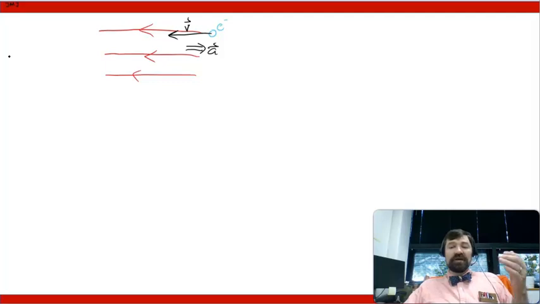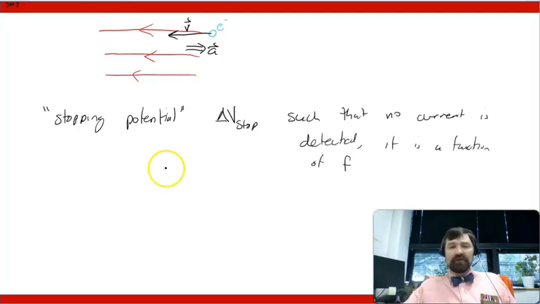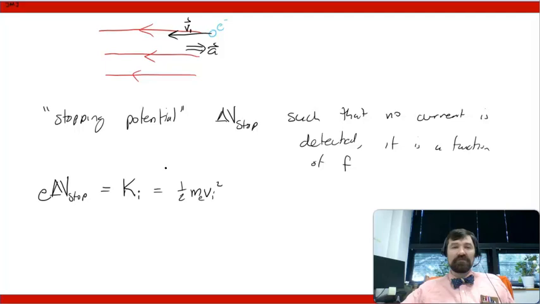And so the voltage at which you stop seeing any of these is sometimes called the stopping voltage. So stopping potential is basically the potential difference delta V such that no current is detected anymore. And it's basically a function of your frequency f. The way that works is e times delta V stop should be equal to K initial, which is basically your 1/2 m electron V initial squared. In some sense, this is my V initial up here.